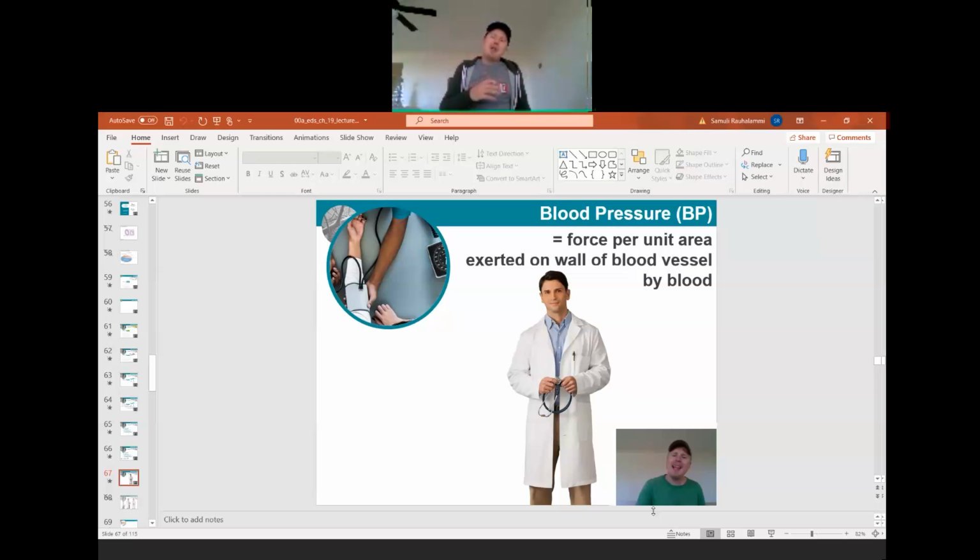So normally, when we measure the blood pressure in clinical practice, we want to have the patient seated for a while in the seat. We actually want to take the blood pressure from the level of the heart.